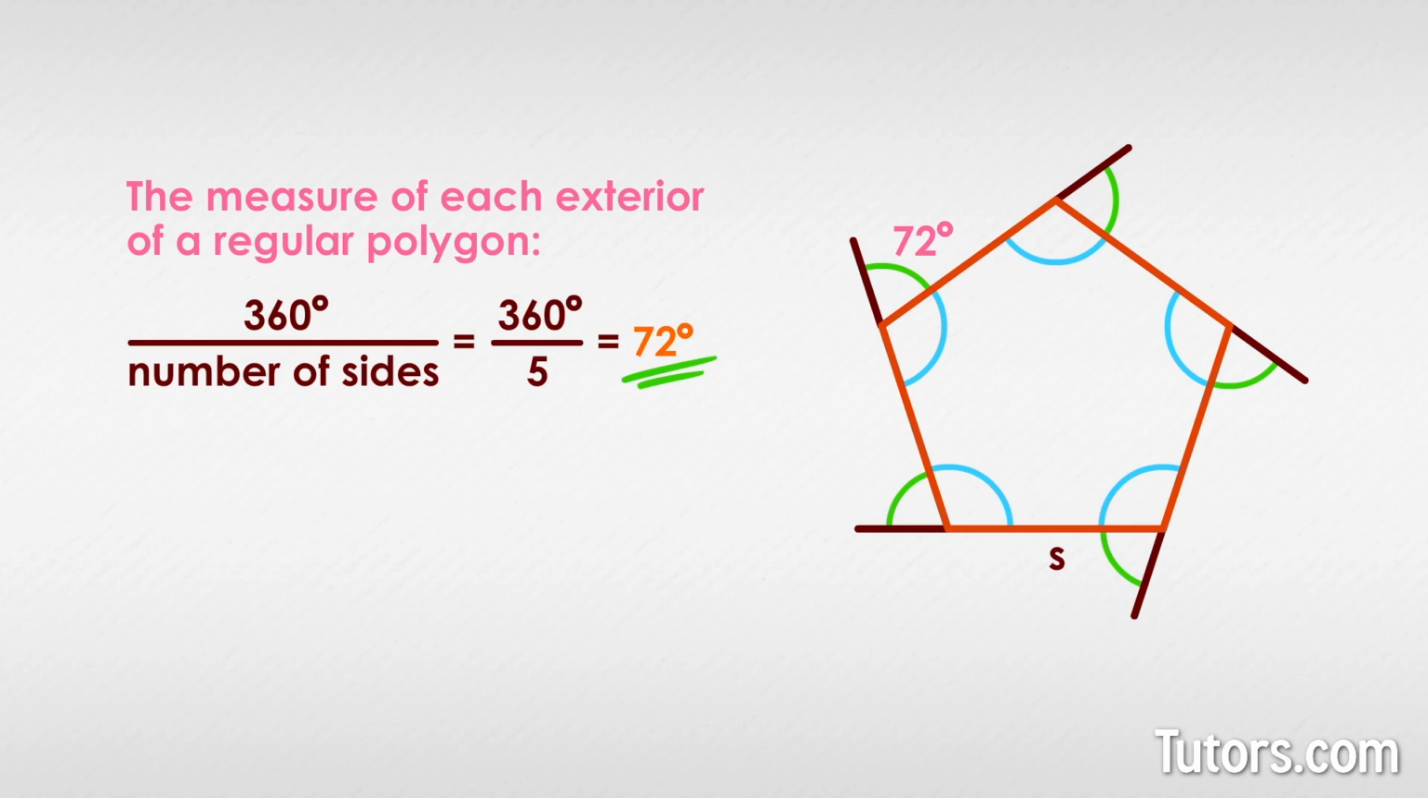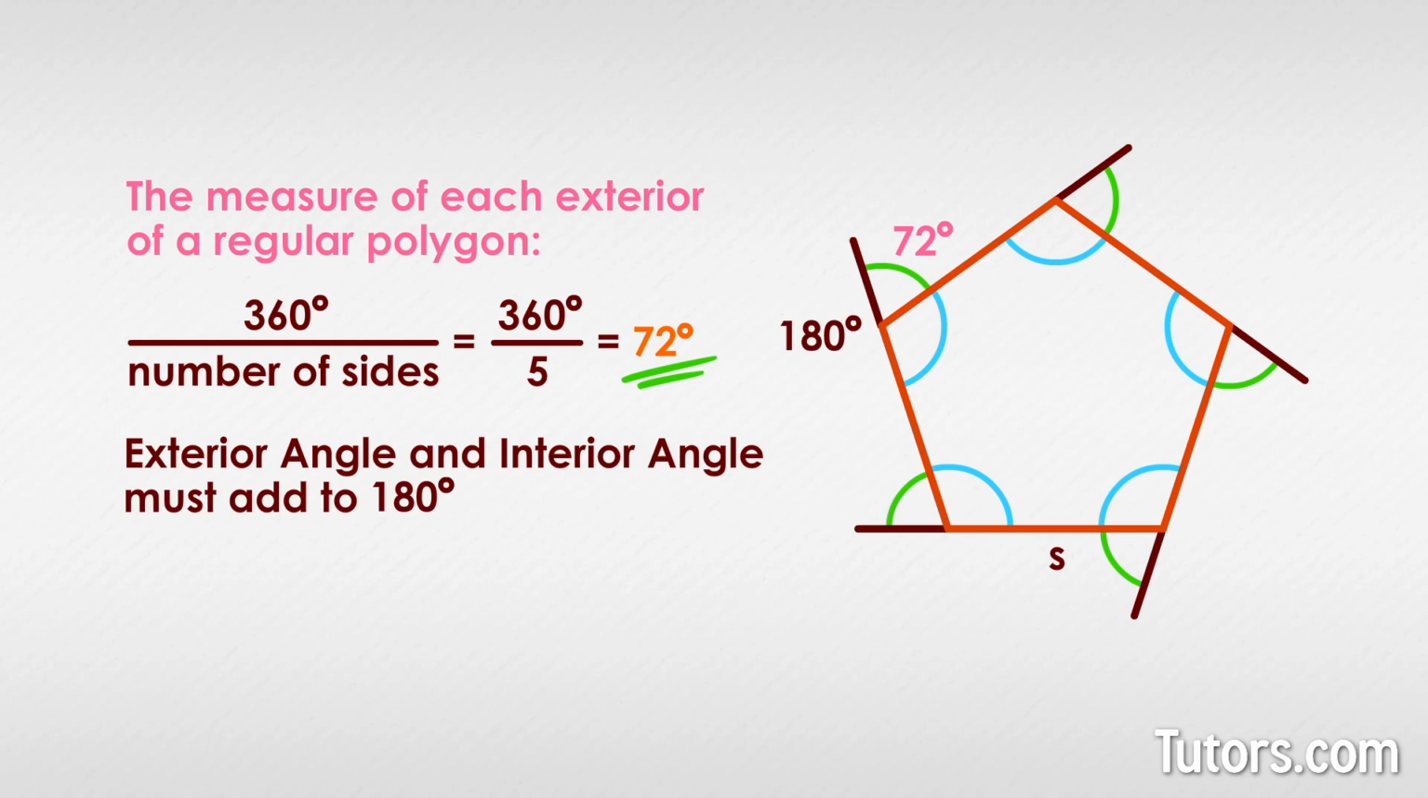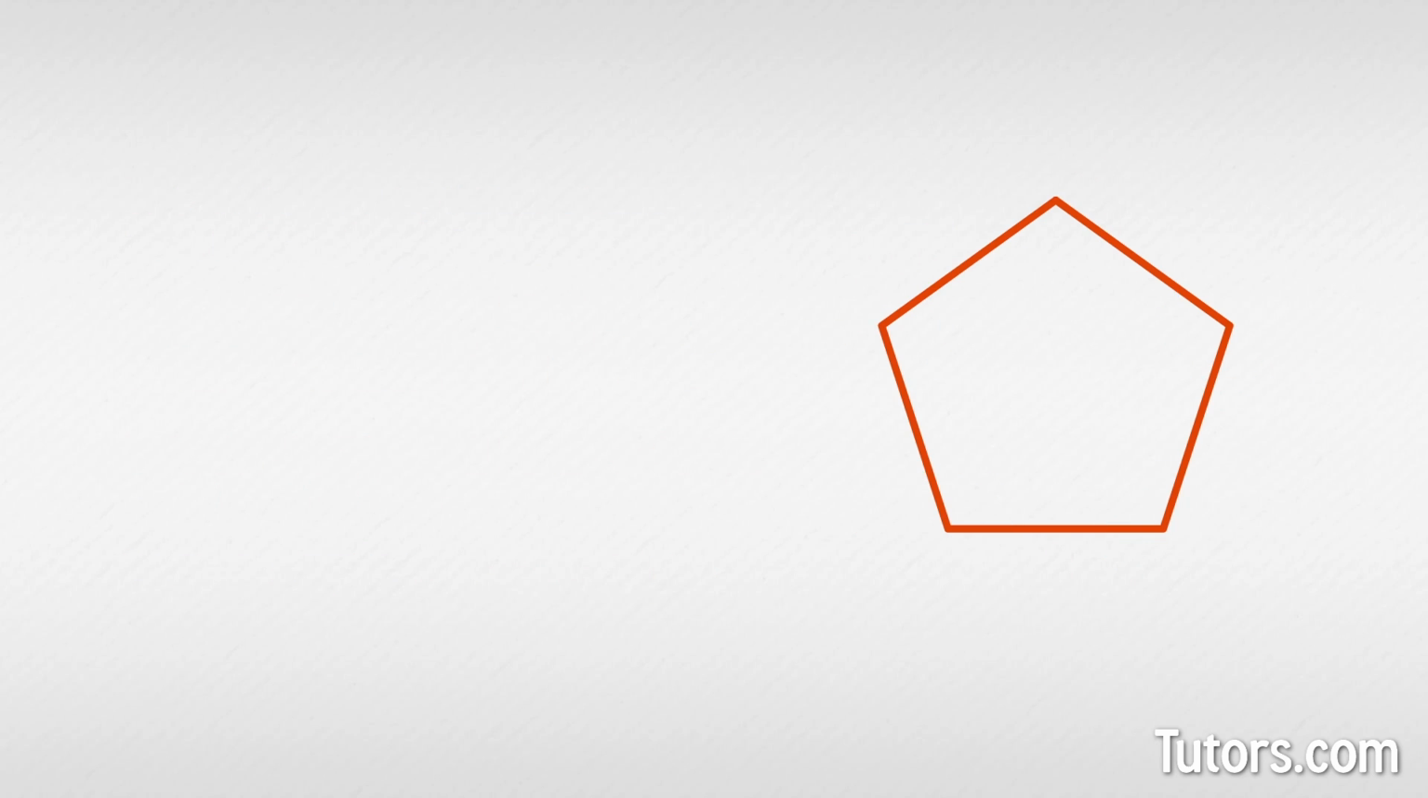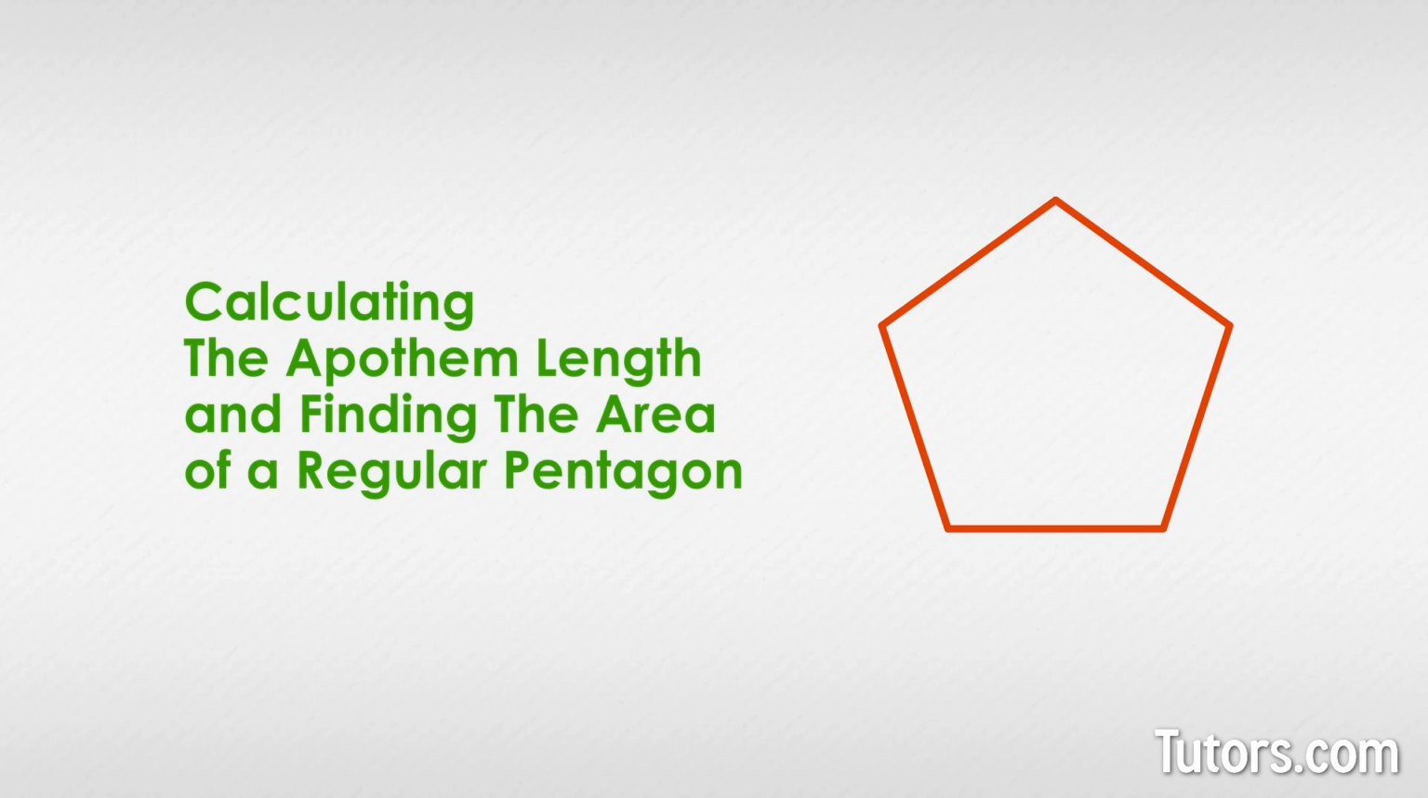Now we use this number to determine the measure of each interior angle. Remember, the exterior angle and the interior angle must add to 180 degrees. So we have 180 minus 72, which equals 108. Each interior angle equals 108 degrees. Using the length of one side and the measure of the interior angle, let's calculate the apothem length and find the area of a regular pentagon.